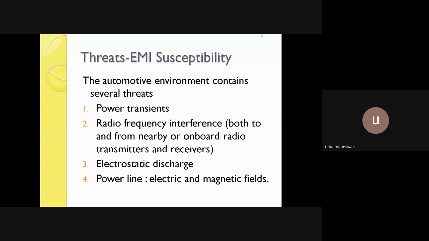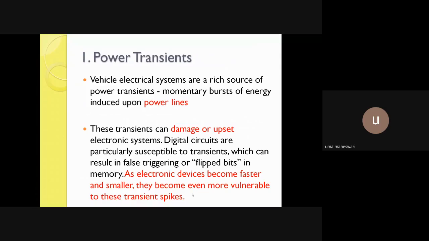So that is mainly power transients, radio frequency interference (RFI), electrostatic discharge, and, due to the power line, electric and magnetic fields. We'll see about the power transients. Power transients are, as I already discussed, a momentary burst of energy. That is a high energy which is induced upon the power lines, which is very dangerous to the gadgets.